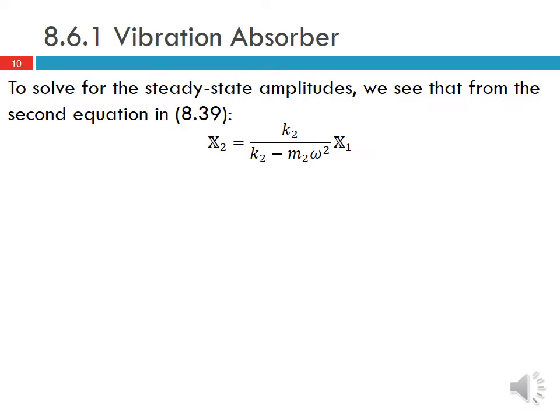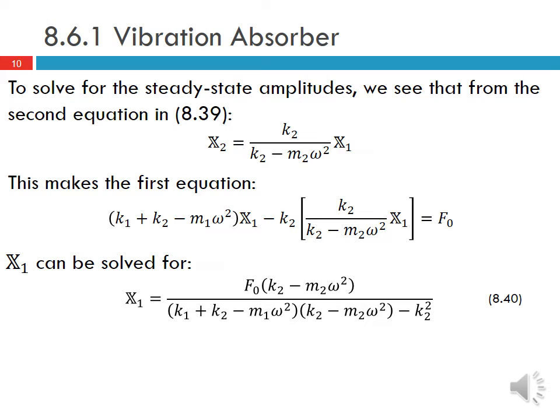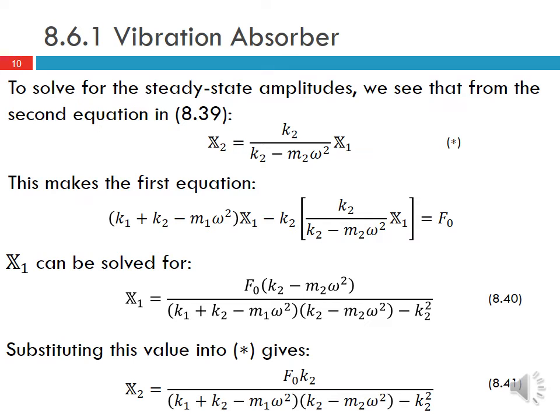Now, to solve for the steady state amplitudes, we see that from the second equation of this, x2 is equal to k2 over k2 minus m2 omega squared times x1. So this makes the first equation given by this expression here. So x1 can be solved as we can see here. And if we call this first expression from our first equation star, and we substitute x1 into star, we get this equation here for x2.